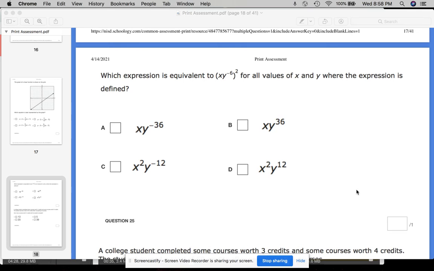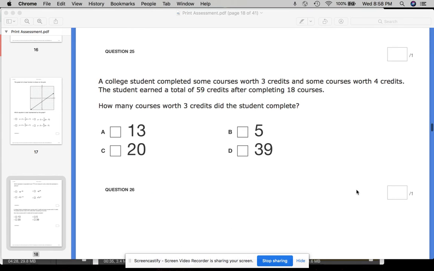B. x, y, exponent 36. C. x, exponent 2, y, exponent negative 12. D. x, exponent 2, y, exponent 12.